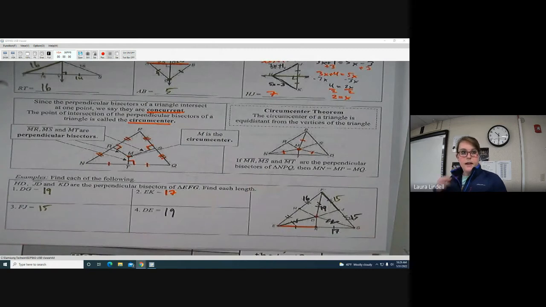All right. And that's pretty much all there is to the perpendicular bisector and circumcenter theorems. So we're going to practice that a little bit with the homework today on the next couple of pages. And then tomorrow we'll end up talking about angle bisectors and incenters and what that does and what that looks like.